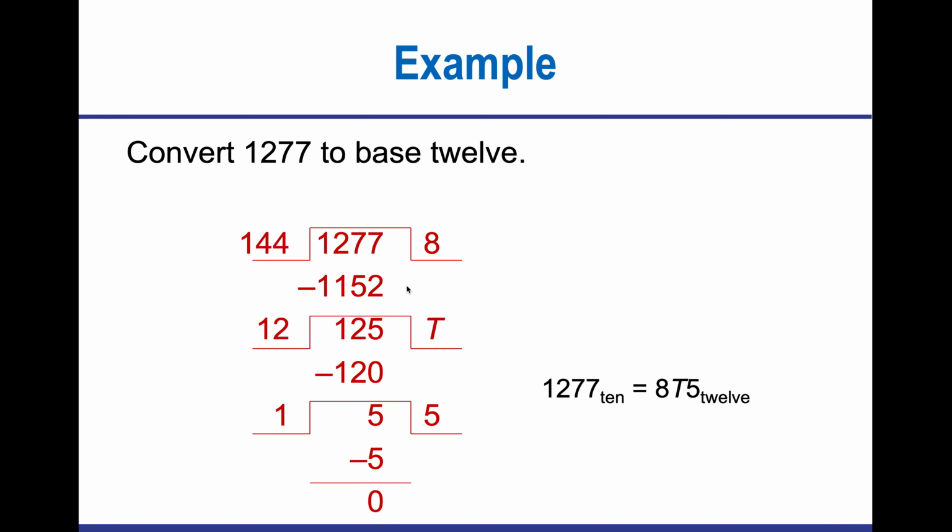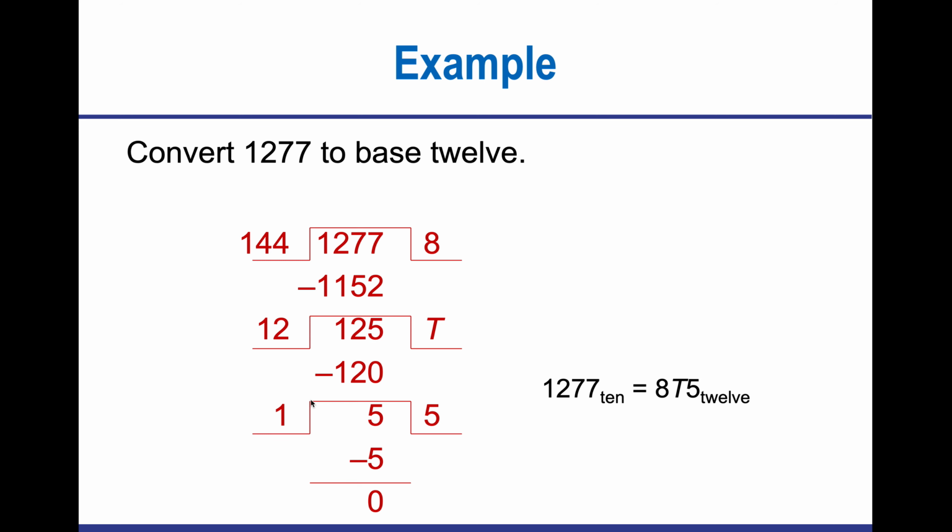So this is another example. You don't have to utilize this method, but I'm just looking at long division. How many times does 144 go into 1277? I'm using 144 because that's the power of 12. So I have 12 squared goes into that. I have a remainder of 8. Then I'm going to put it into 12 because I have my hundreds place, my tens place. I have a remainder of T. So remember what T stands for.